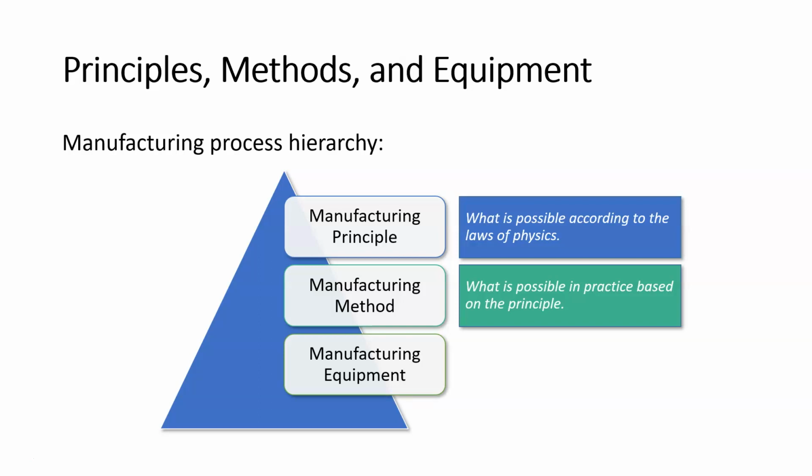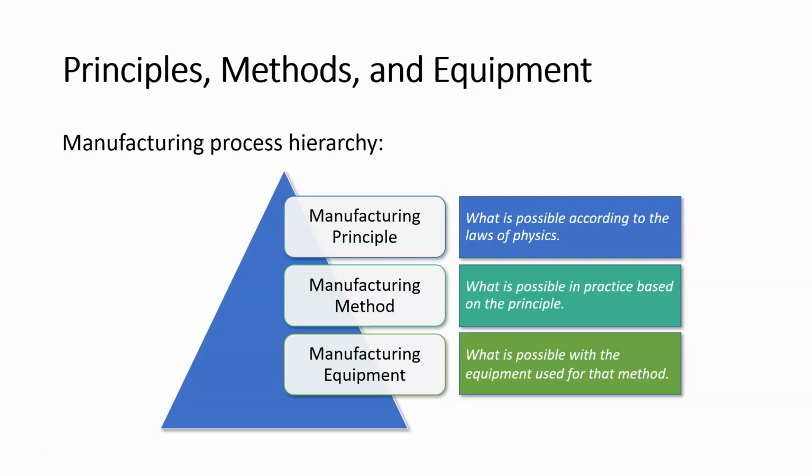So we're chunking it down even lower. So now we're kind of at the ground level, right? We start up high at the 30,000 foot level, manufacturing principle. Then we come down to the mid-level manufacturing method, and now we come down into manufacturing equipment. And this is what is possible with the equipment used for that method. And in some cases, in the shop that you're in, okay?